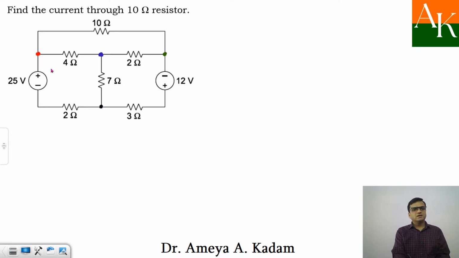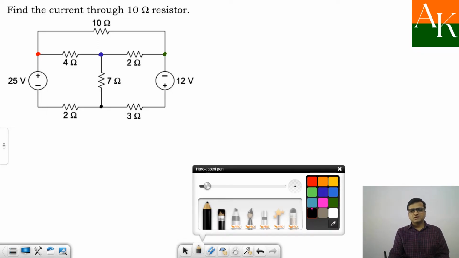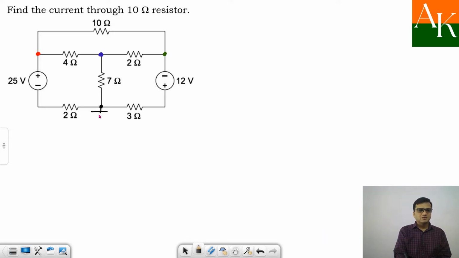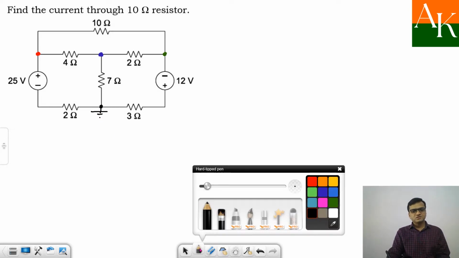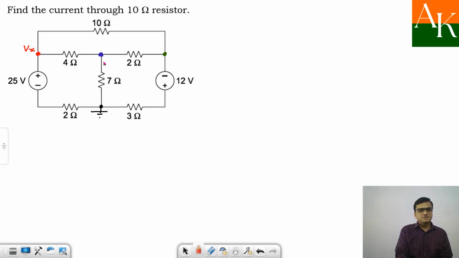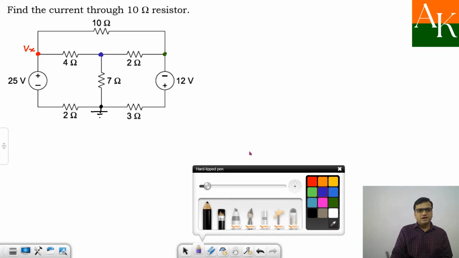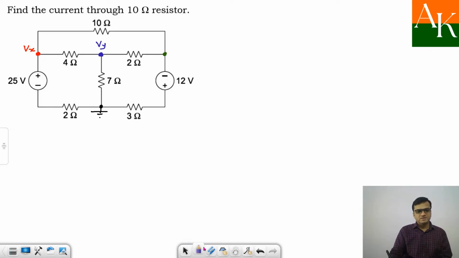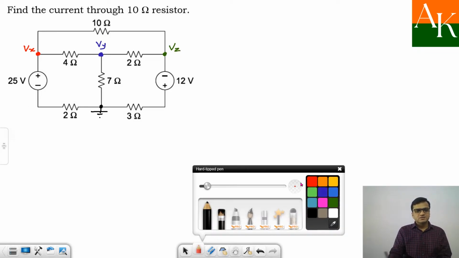Now if you see here, at all the nodes only three connections are made. So it is up to you which node is to be taken as a reference node. Preferably the downward node can be taken as the reference node, so I am taking this as the reference node. After this you have to assign variables for the node voltages. Here I am assuming the voltage as Vx, at the second node Vy, and at the third node Vz. So we will apply KCL at these nodes.